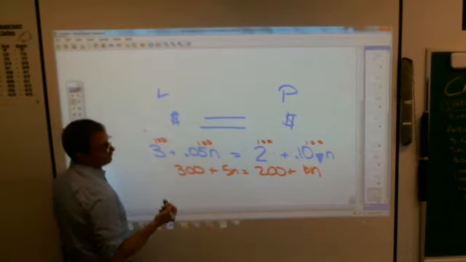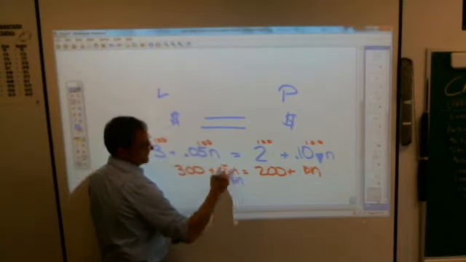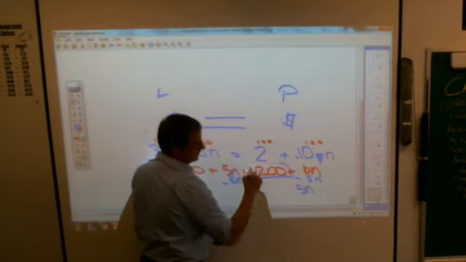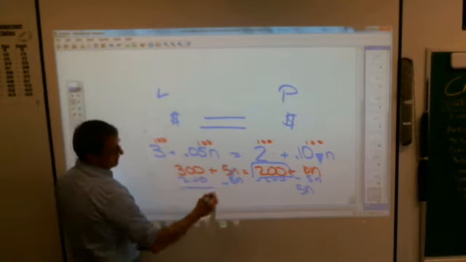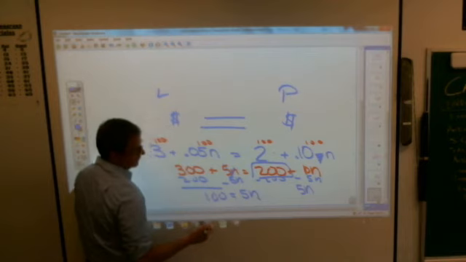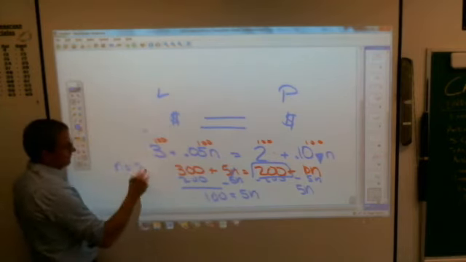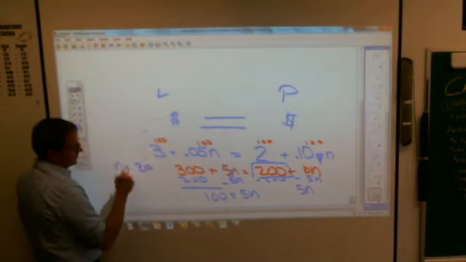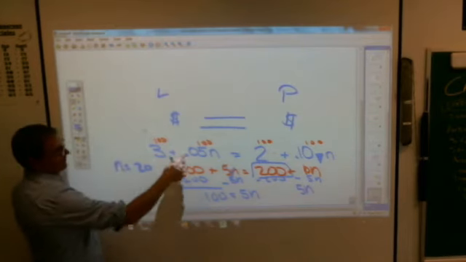What would I do? I'm going to move my 5n over there because I want to work with positive numbers. Move my 5n over there so I get 5n, which means I need to move the 200 to the other side. 300 minus 200 is 100, and 5 times what number is 100? Anybody? n equals 20. What is 20? 20 is how many nickels and dimes I have.